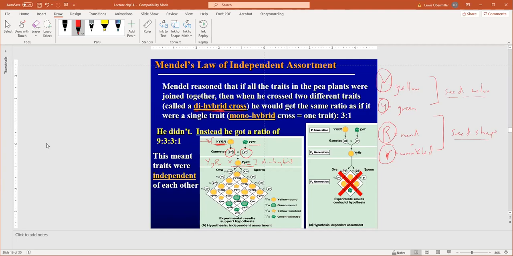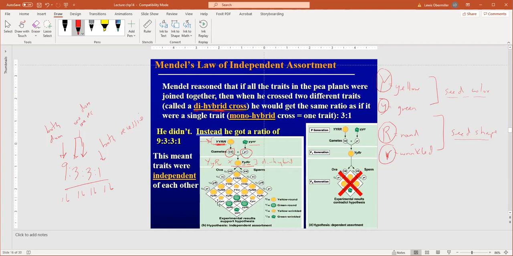All right, so anyway, you would get this, and just remember, what I want you to know from this is that it's a 9 to 3 to 3 to 1 ratio. Remember, we add these together, so they all add up to 16. So each of this means it's a 16. This is both dominant. These are one dominant and one recessive. This is both recessive. All right. So I would learn the ratio.